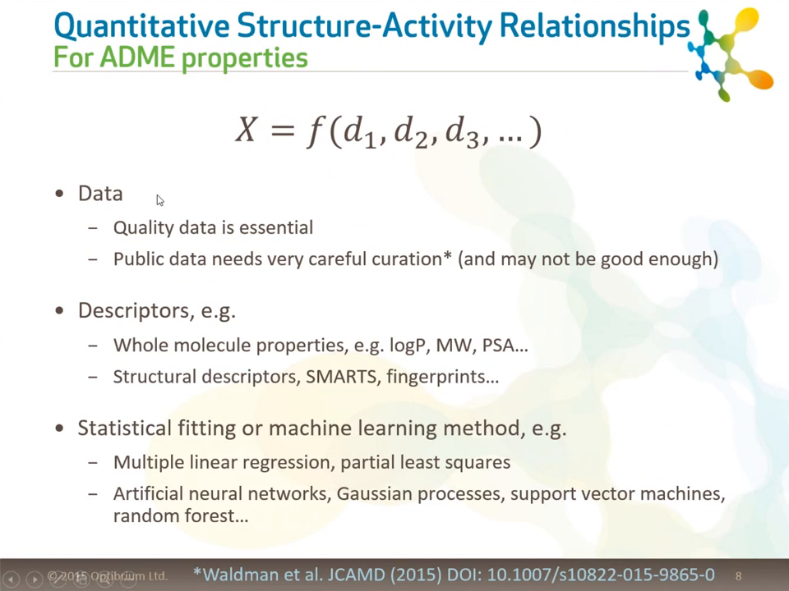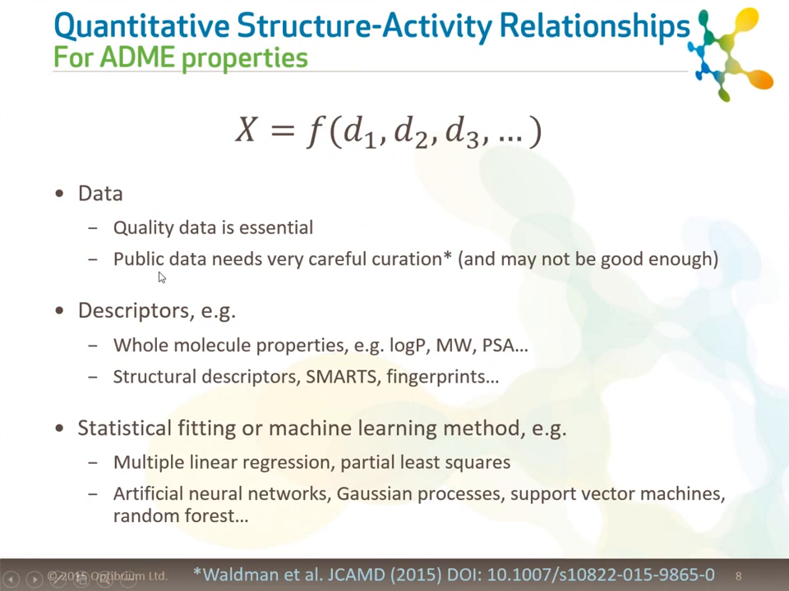So the starting point for this must be high quality data. There's no point in merging together data from lots of different sources measured with different protocols or different assays and hoping to pick out a structure-activity relationship. In that scenario, you're more likely to pick out the noise, the difference between the assays, than the actual relationships between the structure of the compounds and their biological property.